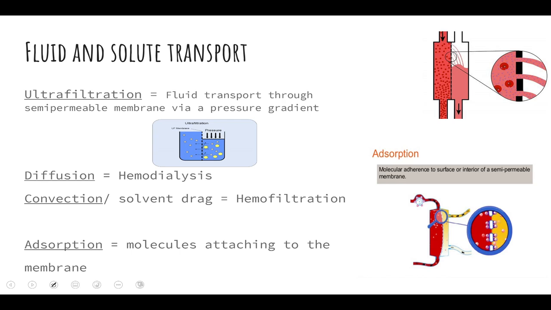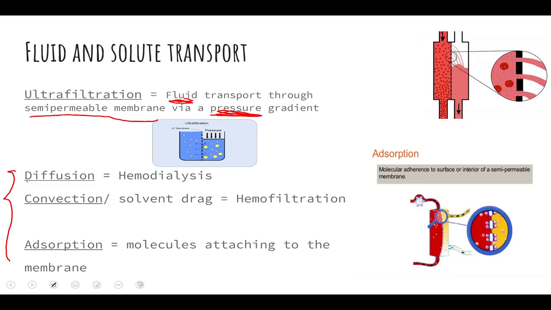One other thing you have to keep in mind is that we're going to talk about ultrafiltration. Ultrafiltration is mostly the transport of fluid across a semi-permeable membrane by means of pressure. That's one of the means by which CRRT transports fluids. The other three are mostly how solutes are transported. Diffusion, which we talked about, is the transport of solutes from a higher concentration to a lower concentration.